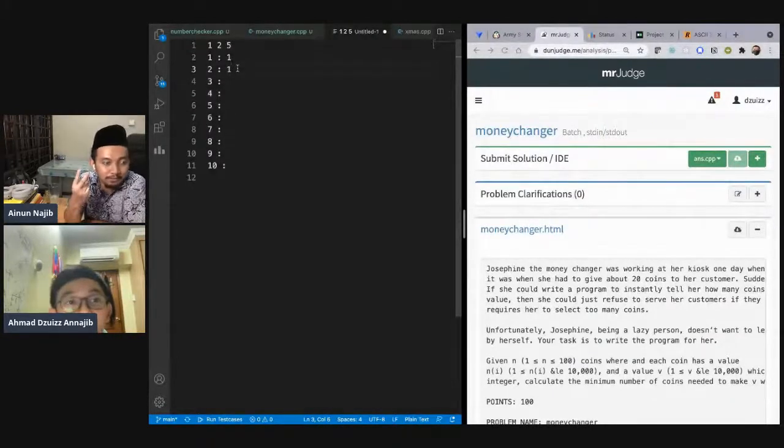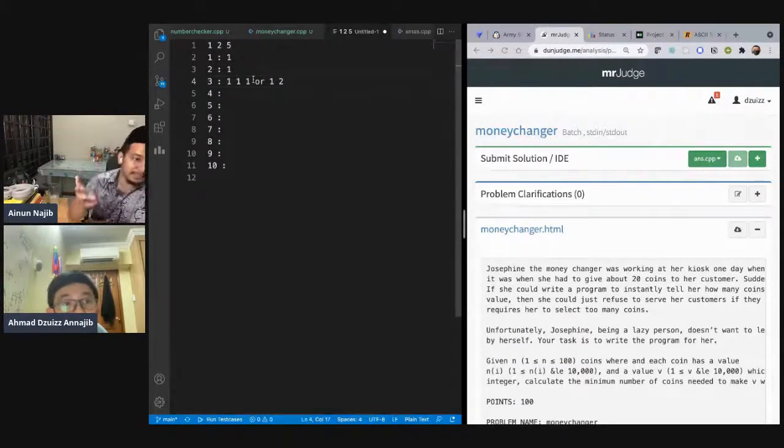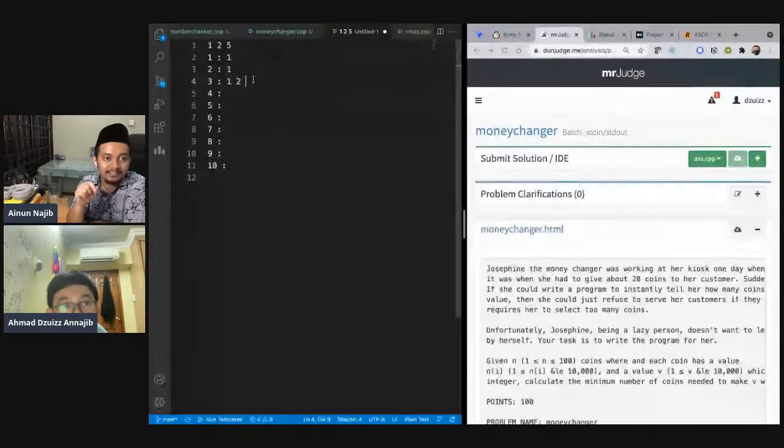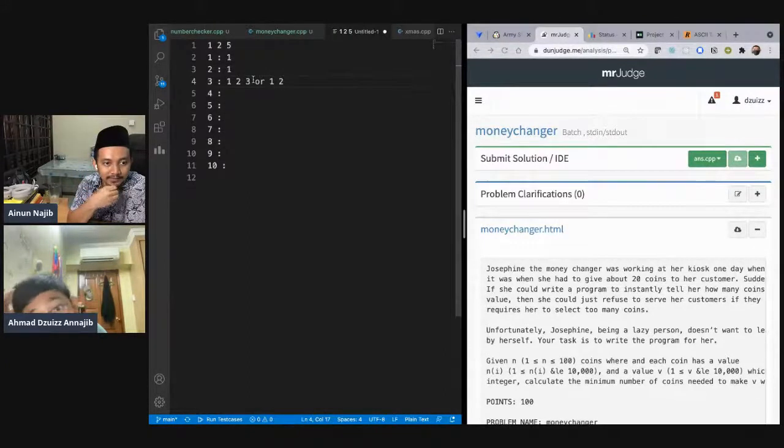Now, how can you reach three? You have two options, right? To come to three, right? What are the two options? Can you write the two options? Yeah, but I don't want you to write it like that. Write it like a recursive, something like Fibonacci. So you can reach three by adding one to two, right? One plus two. Or you can reach three by adding two to one. Correct?